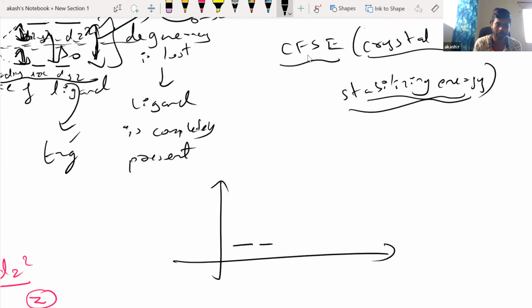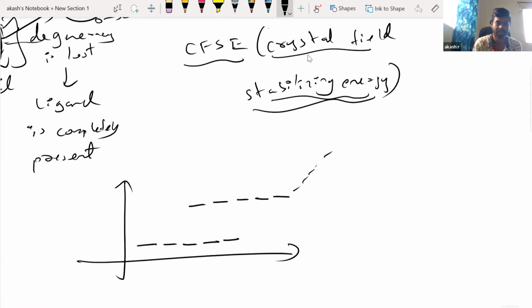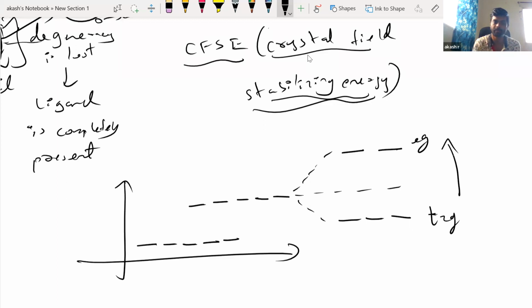Right, so the 5d orbitals. Now their energy is increased, right? One is going to be the EG set, let me write it on the top here, and the other one is your T2G set. So now overall it is del naught.